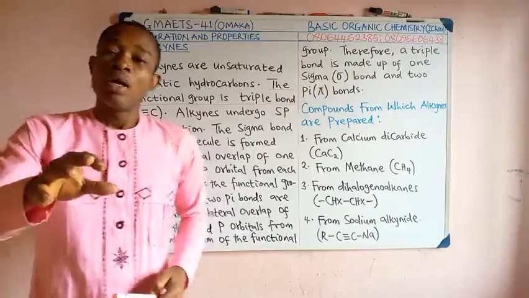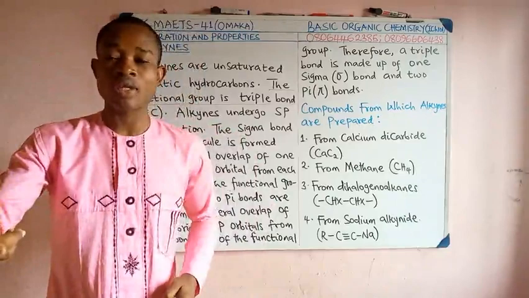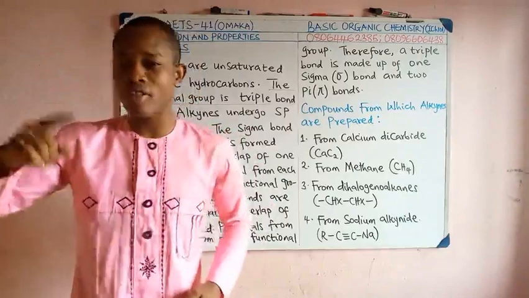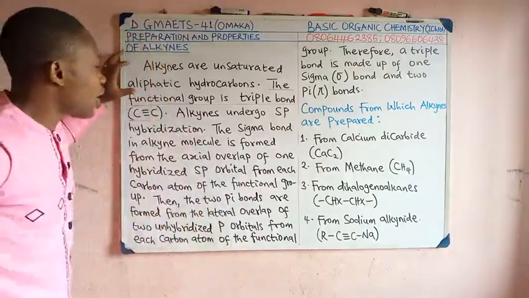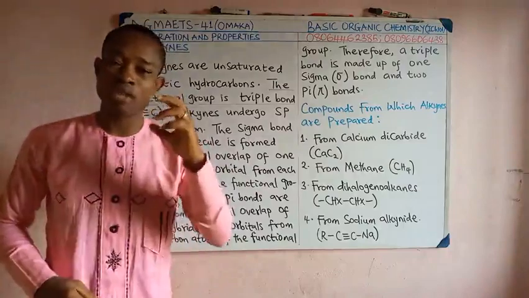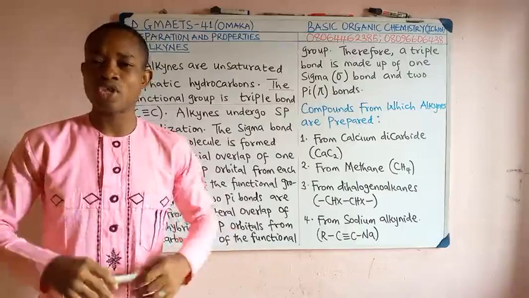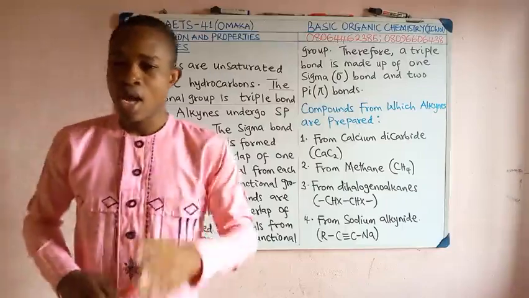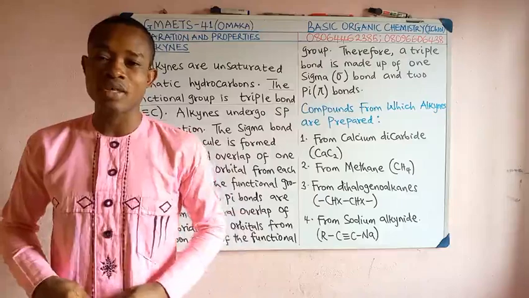In our previous class, we treated alkenes, and we learned that alkenes are also unsaturated hydrocarbons, but their functional group is what? Double bond. Now, in talking about alkynes, having known that they are unsaturated aliphatic hydrocarbons with the functional group triple bond, we want to look at the type of hybridization that alkynes undergo. Alkynes undergo sp hybridization. Is that okay?